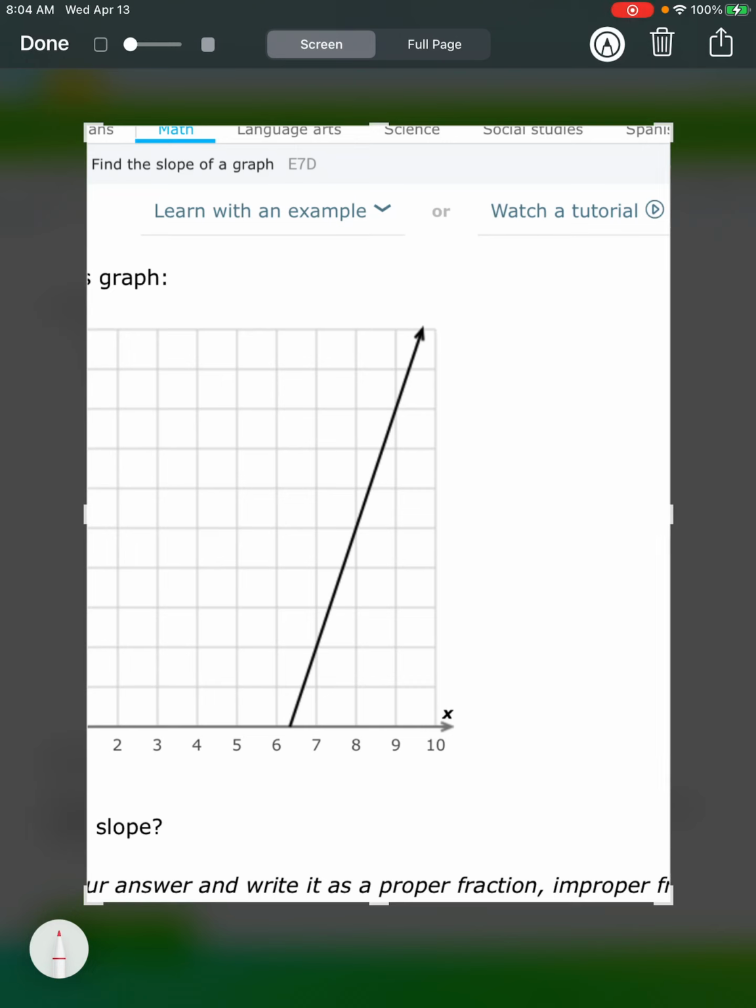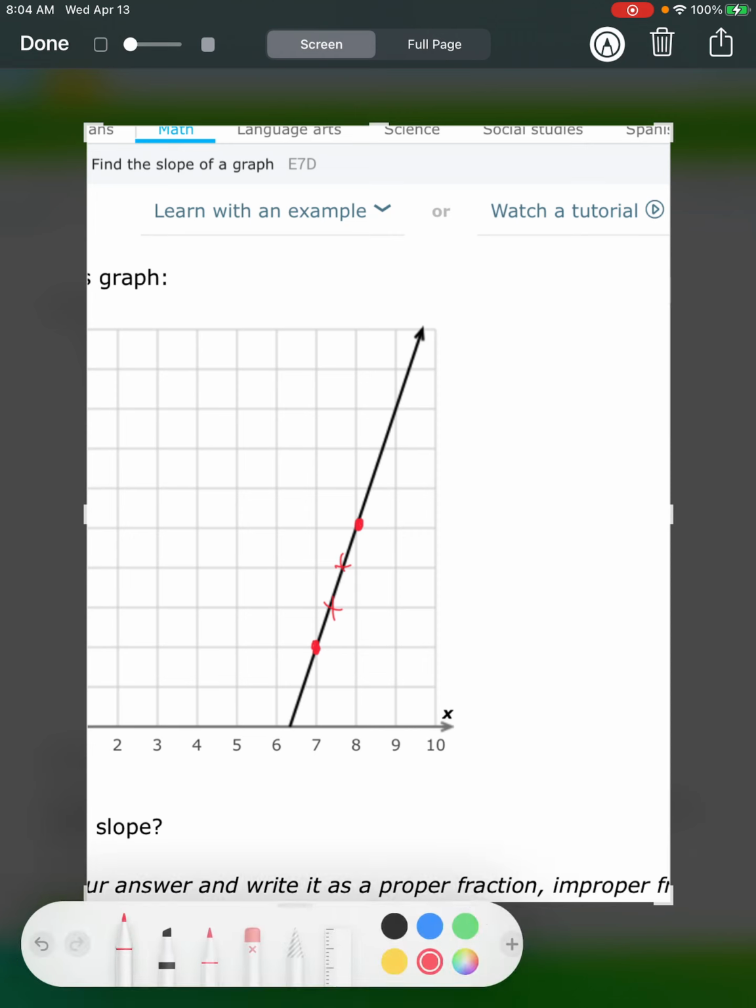Here is one place where the line goes through the corner of a square. So I'm marking that. And then you're going to go find another place where the line goes through the corner. And there's one right there. This one is not a corner. This one is not a corner. So I wouldn't use either one of those.